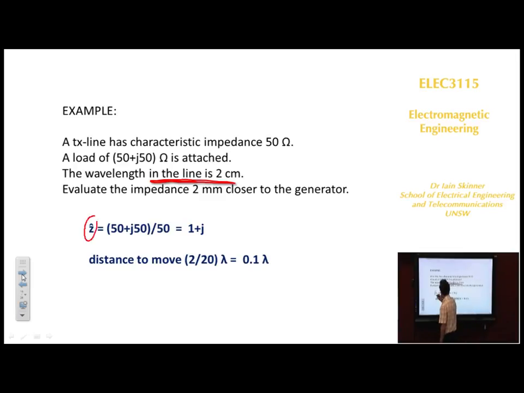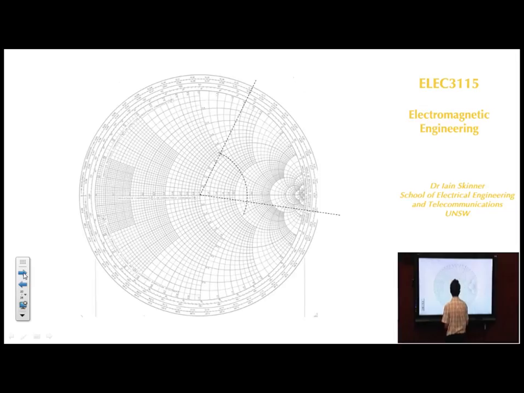Normalise the load. 50 plus J50 divided by 50 equals 1 plus J. See, I always do numbers that work out easily. The distance to move is 2 millimetres divided by 20 millimetres, 2 centimetres being 20 millimetres, and that's now in units of wavelength, 0.1. We turn to our Smith chart, and you see the exercise.